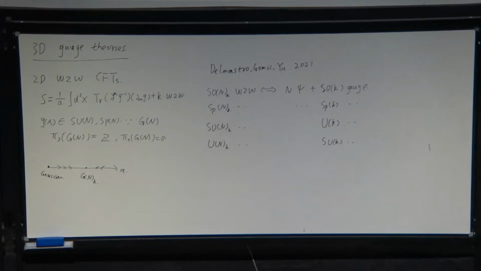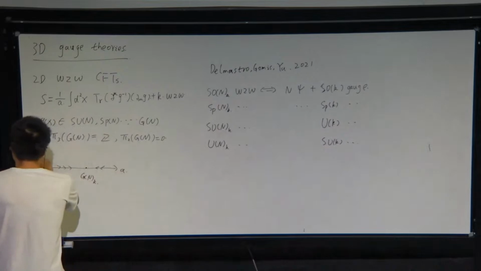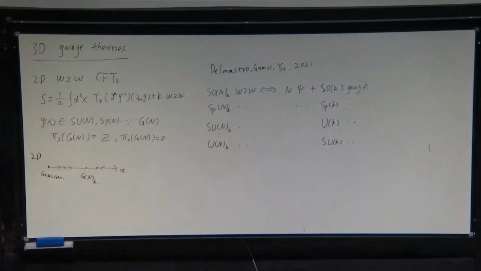All right, so now maybe I can still use here. This is a phase diagram of the 2D Wess-Zumino-Witten model. Right. Now let's move to 3D.